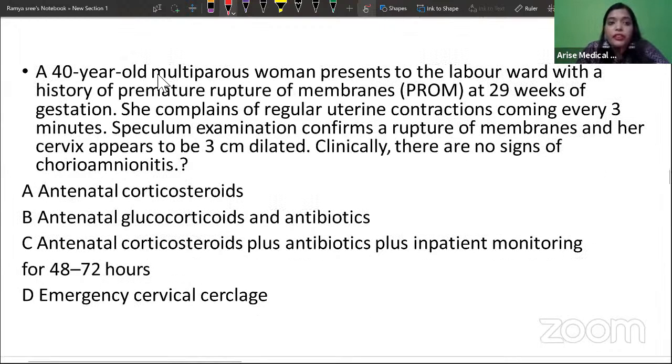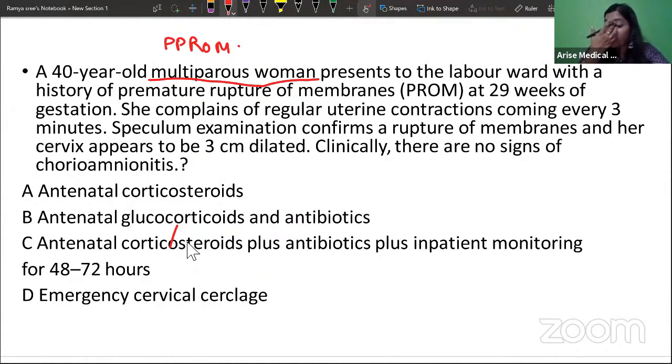A 40-year-old multiparous, all elderly women only, no, presents to the labor ward with a history of premature rupture of membranes at 29 weeks. Indeed, it is PROM. She complains of regular uterine contractions coming every 3 minutes. Speculum examination confirms rupture of membranes and her cervix to be 3 centimeters dilated. Clinically, there are no signs of chorioamnionitis. What should be her management?